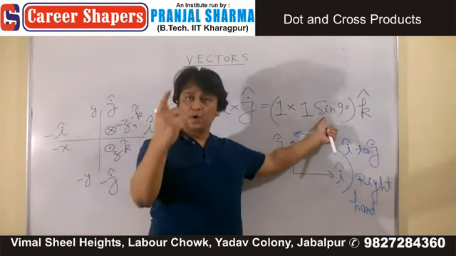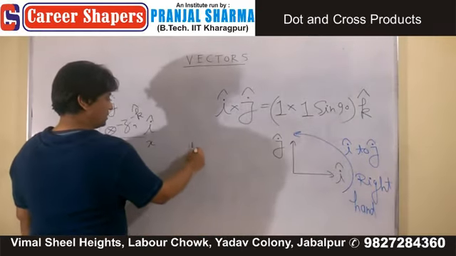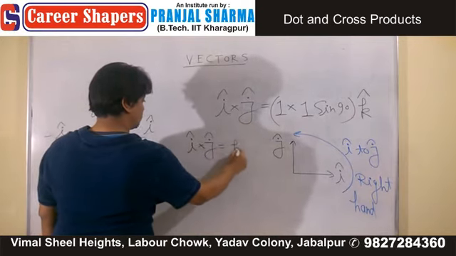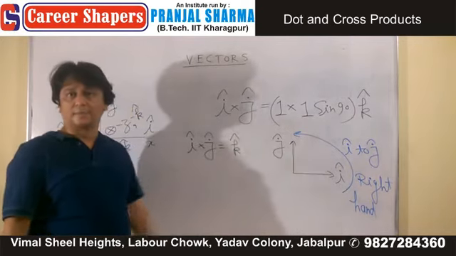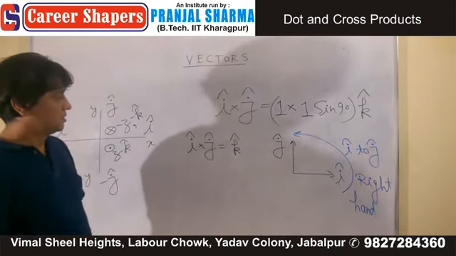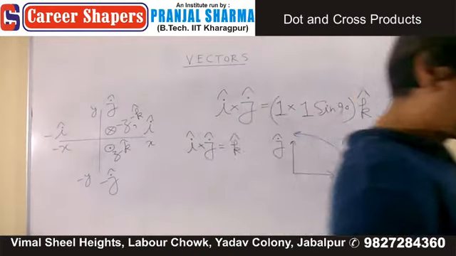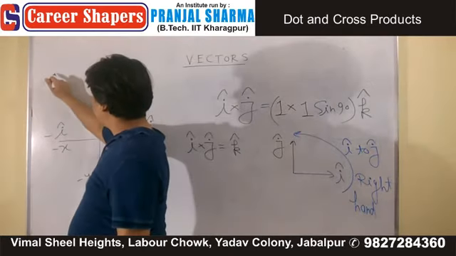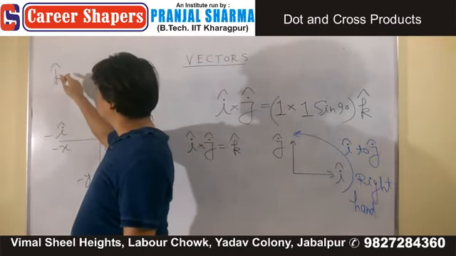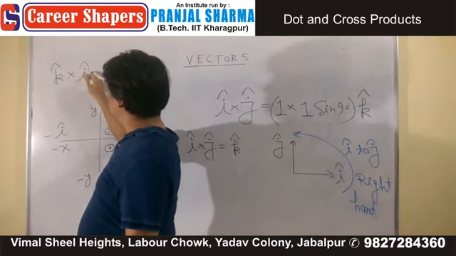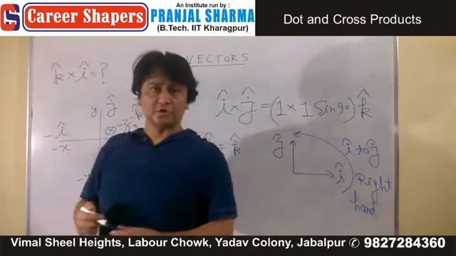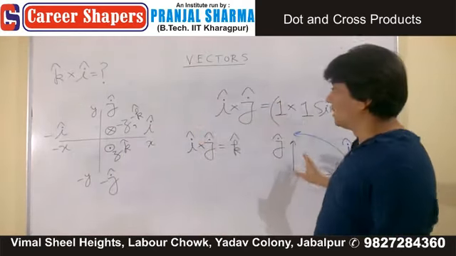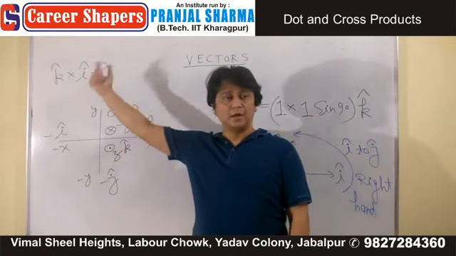What is sine 90? 1. So your I cross j is coming what? K cap. Note down this much. Note down this and write down this in the answer comment box. Because you all have been taught dot and cross in 11, so I hope you know these things. Note down everything and then write down the answer of k cross I in the comment box.